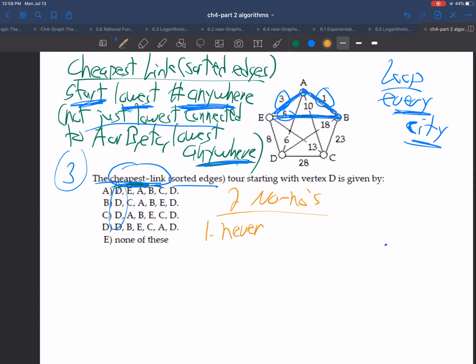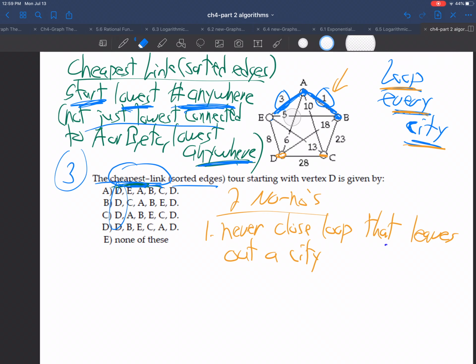Never close a loop that leaves out a city. We can't choose that, because that would close a loop. That's a closed loop between A, E, and B. And we never went to city D or city C. Remember, we have to go to every city and make a loop, not a loop that leaves out some cities. So you can't do that. So you don't choose that 5. Let me go back and cross out that 5. He's a no-no. All right, so what's the next lowest?